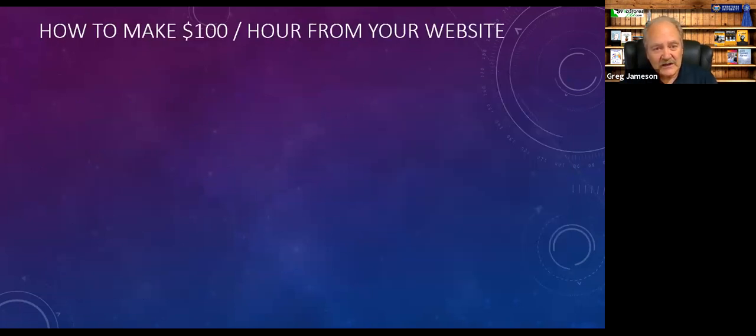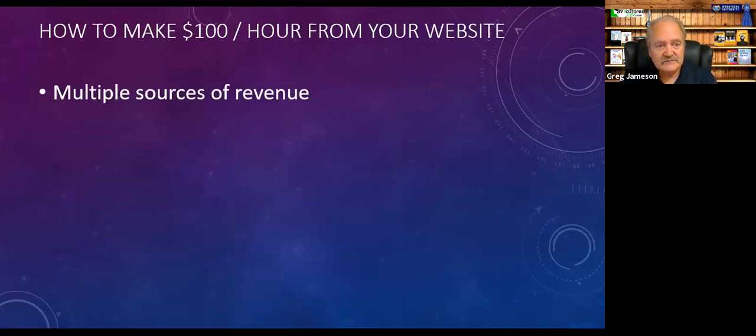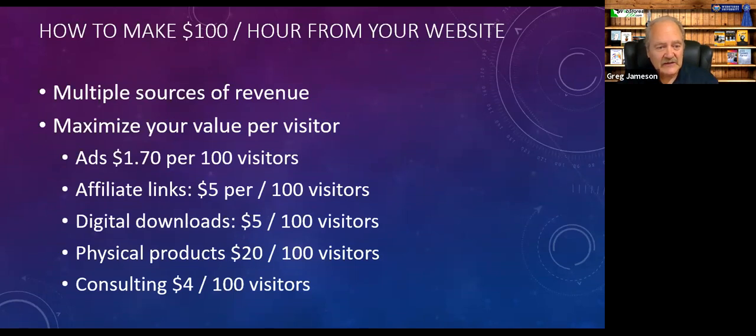So if we look at how you can make $100 an hour from your website, the first thing we have to do is say, well, we need multiple sources of revenue. And then we need to maximize your value per visitor. These numbers are not set in stone. $1.70 per 100 visitors is actually fairly typical for people that are selling ads, like through Google AdSense on their website. So you get 100 visitors into your website, you'll make $1.70.